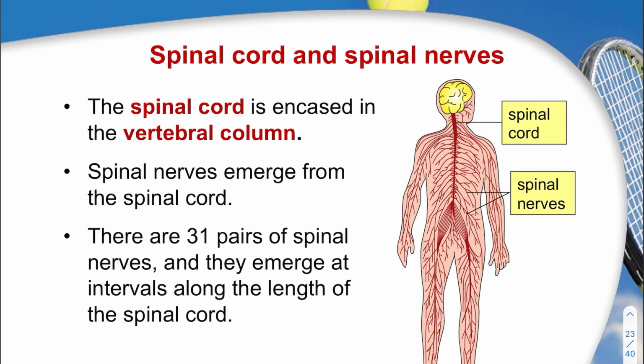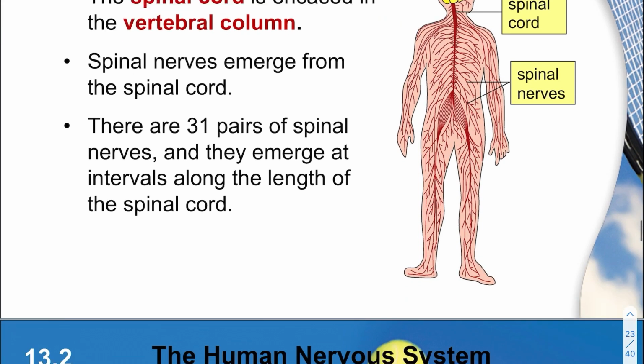So the spinal cord is basically enclosed in this vertebral column. It's one whole main bone structure that helps to protect the spinal cord, and on top of that, it is able to branch off. There are 31 pairs of spinal nerves, and they emerge at intervals along the length of the spinal cord. Each of these spinal nerves is allocated to different parts of the human body to control it.